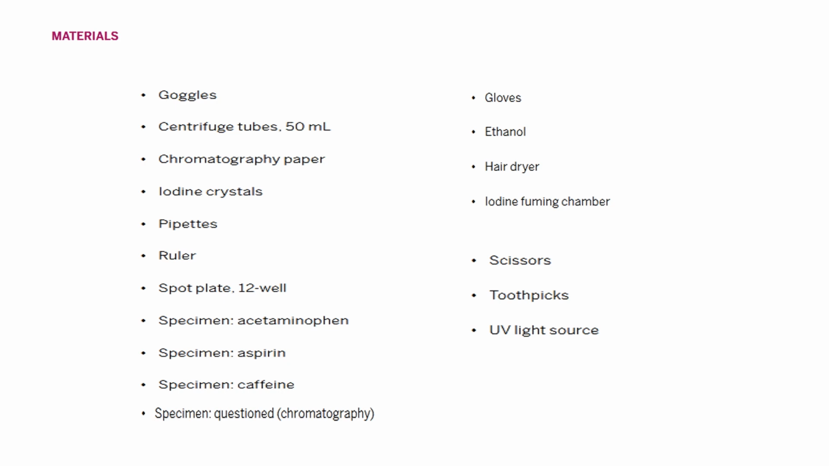Then the specimens we need are acetaminophen, that is a tablet, acetaminophen is nothing but paracetamol, then aspirin, then caffeine, and the specimen that is to be questioned, that is the drug under our analysis. And then we need iodine crystals and a UV light source in order to detect the image, and scissors and toothpicks are also needed.